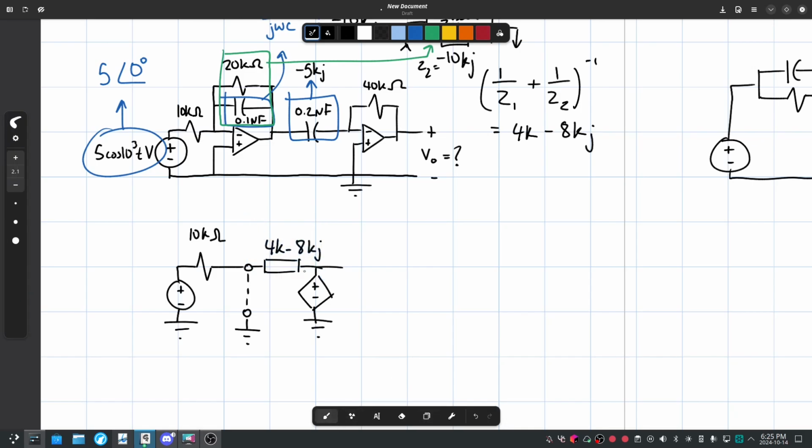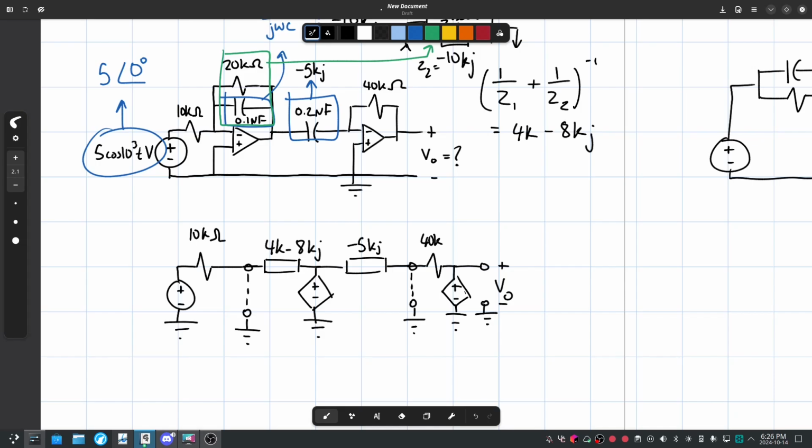If you can rewrite the circuit to be nicer for you to understand, do it, because it just makes your life easier. Again, you have another impedance here. This is going to be -5 kJ. And then you have our second op amp here, over a 40K resistor, to VO, which is also connected to ground.